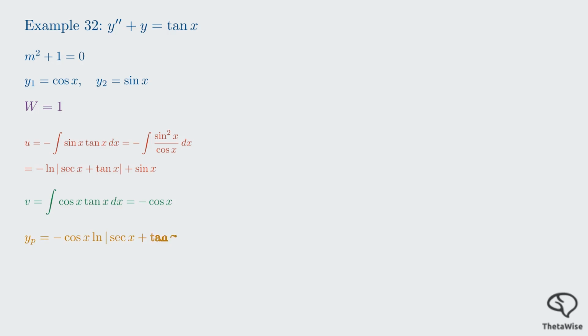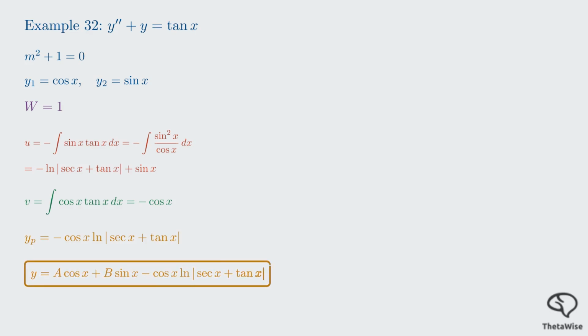Combining u cosine x and v sine x, the sine x terms cancel, leaving the particular solution negative cosine x times ln of secant x plus tangent x. Therefore, y equals a cosine x plus b sine x minus cosine x ln of secant x plus tangent x.